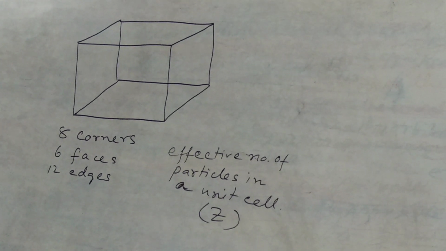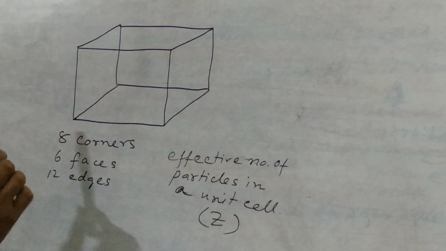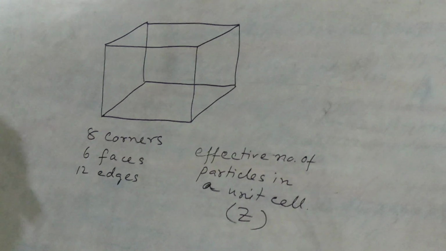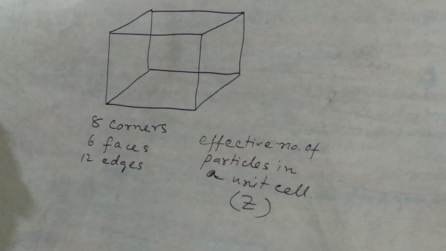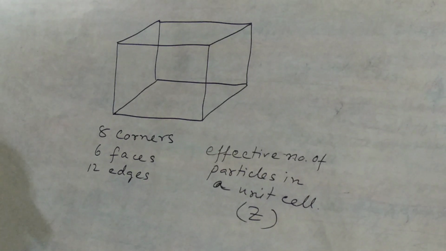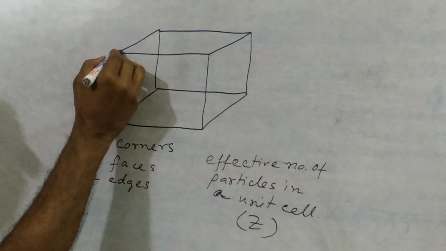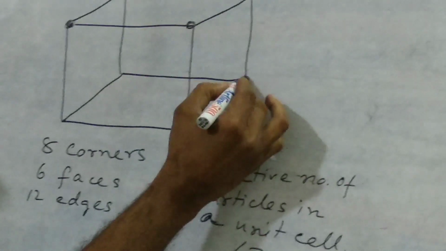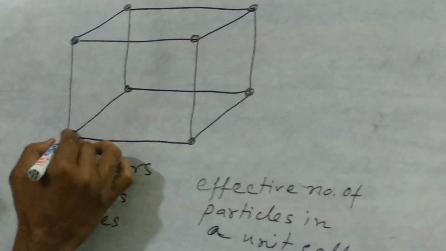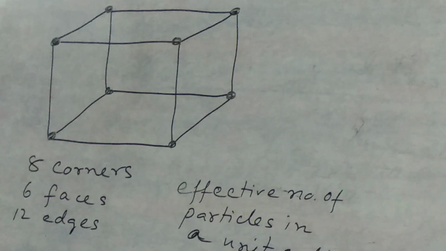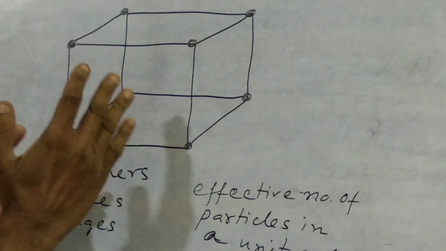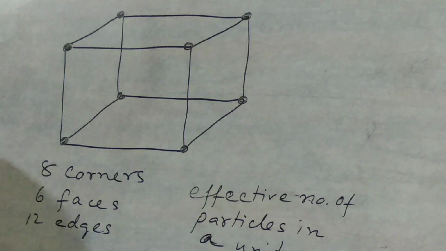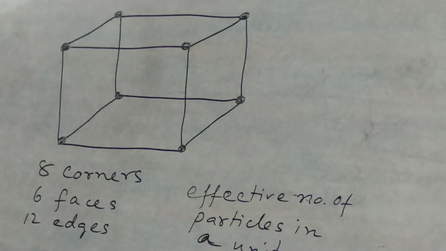But before this, you see I have drawn a cube on the board. There are 8 corners of a cube, there are 6 faces and 12 edges. And first of all, we should find the effective number of particles in a simple or primitive cubic unit cell. A simple or primitive cubic unit cell has 8 particles, one at each corner. 8 corners and 8 particles are there. Now you see, these 8 particles do not belong to the single cube, but each particle at the corner belongs to 8 other cubes.